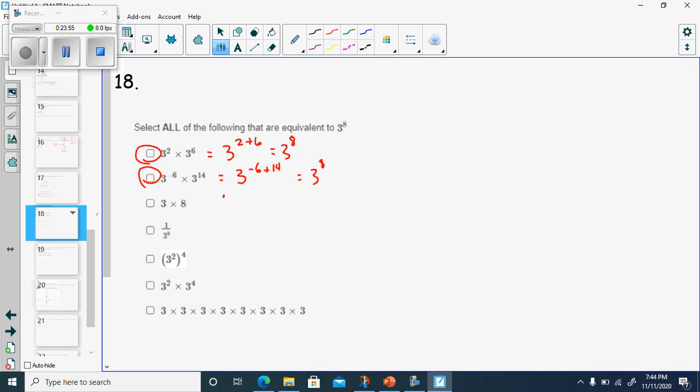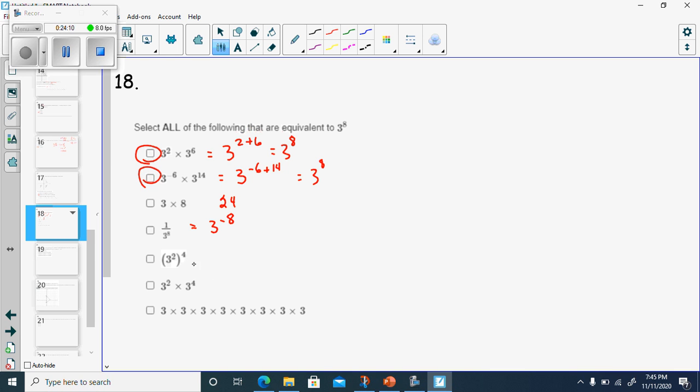3 times 8, 8 times 3 is 24. That has nothing to do with this. 1 over 3 to the 8th, the other way I could express that is 3 to the negative 8. So that's not what we're talking about. We're talking about 3 to the positive 8th power.